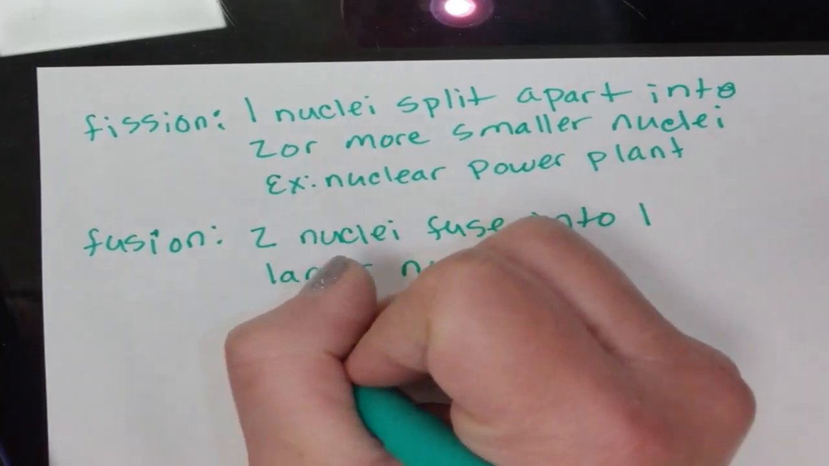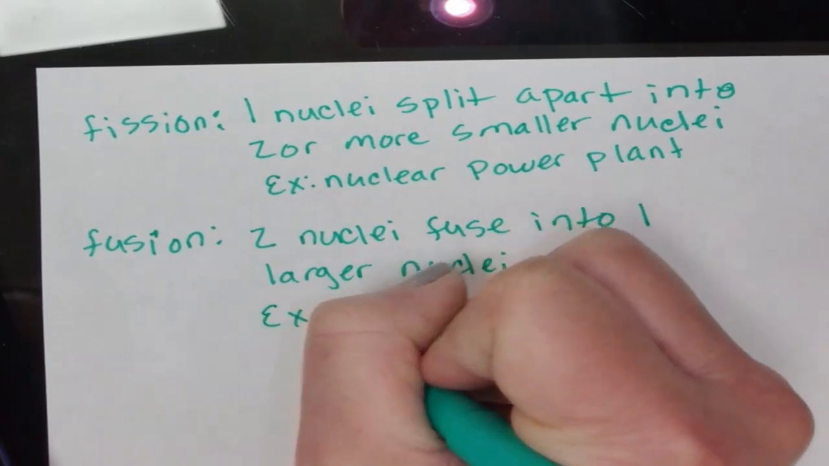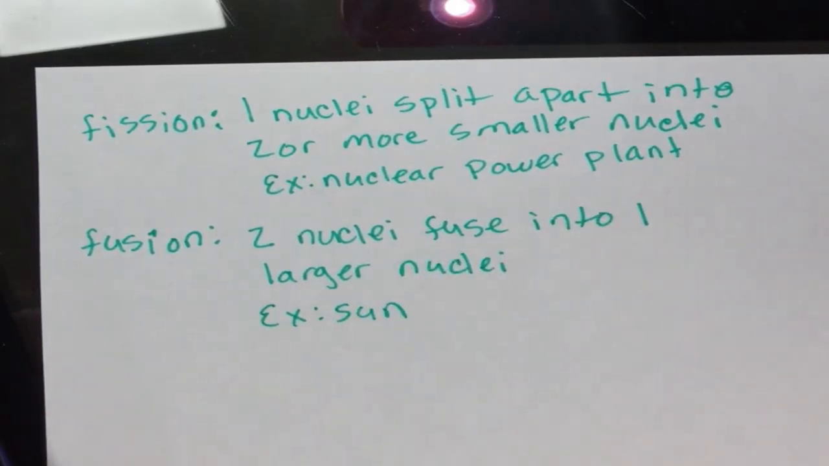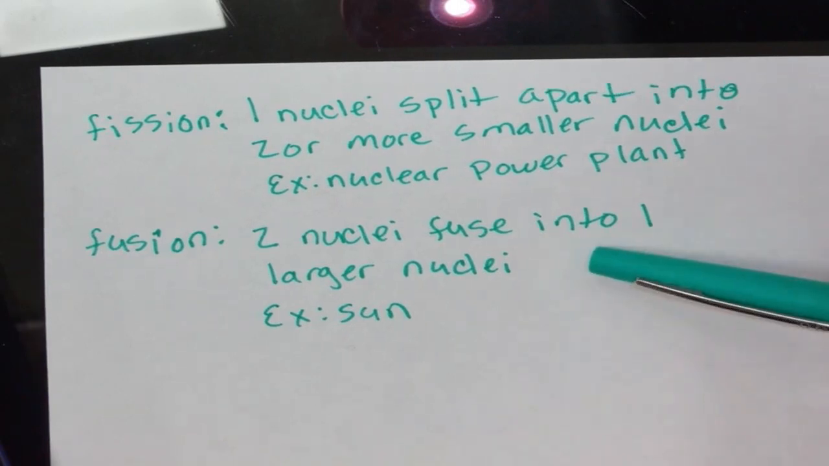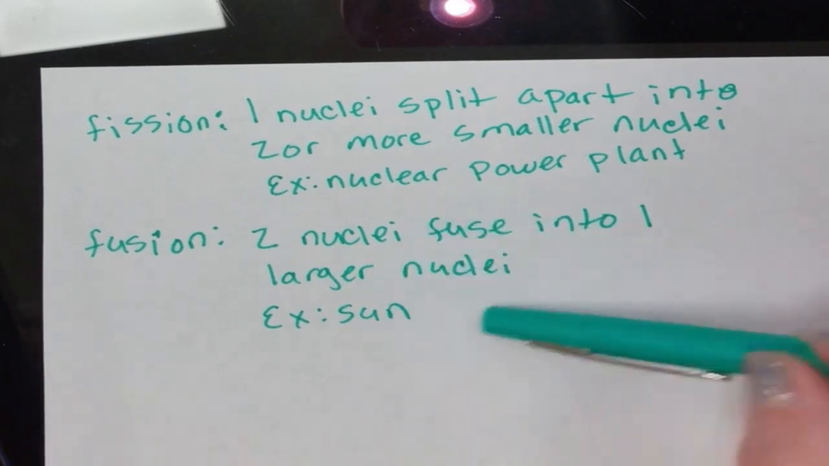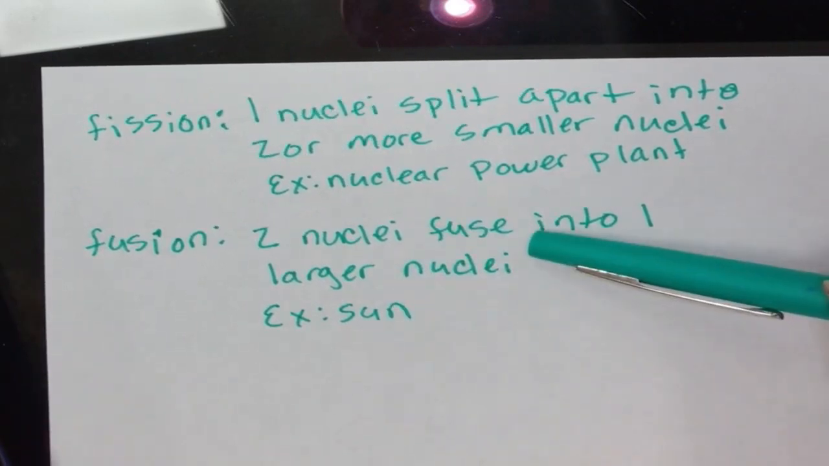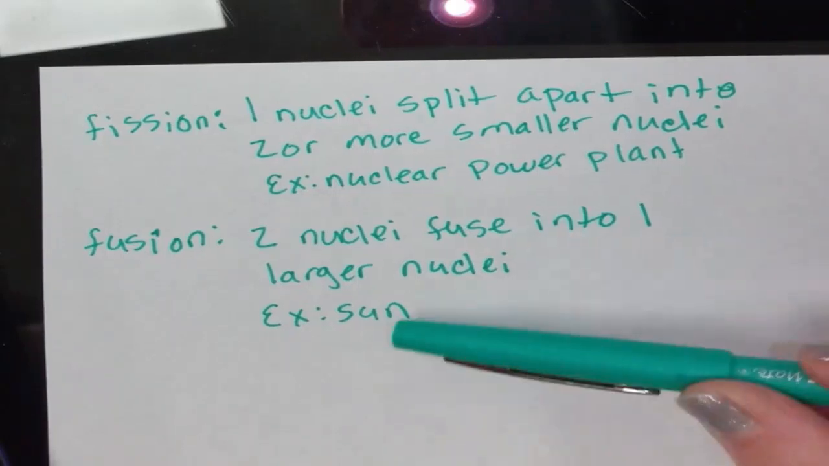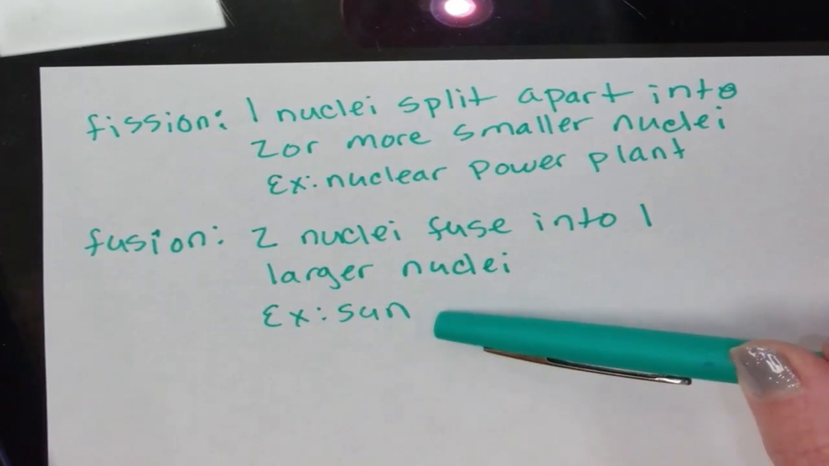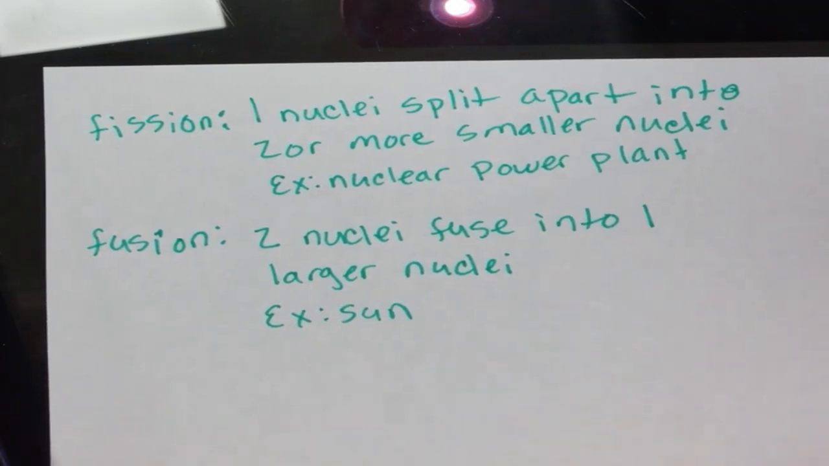An example of fusion would be the sun. The sun actually takes hydrogen and fuses it into helium. Now, fusion doesn't produce toxic waste. The problem is the amount of energy needed to get fusion started is so large that we haven't figured out how to make fusion work here for us. Mother Nature has figured it out. It happens on the sun, but we have yet to figure it out.